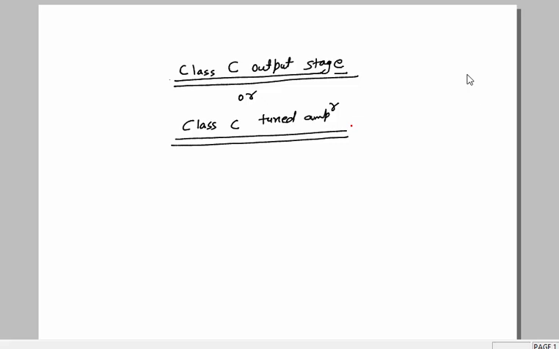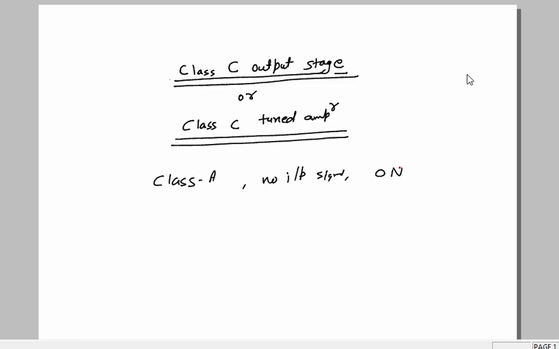Hello friends. So in this lecture we are going to study the class C output stage or class C tuned amplifier. Okay. So why is it needed? In class A amplifier, what we saw: due to the biasing arrangement, the transistor remains on all the time, even if there is no input signal. Now because of this, there is a very poor efficiency of the class A power amplifier.